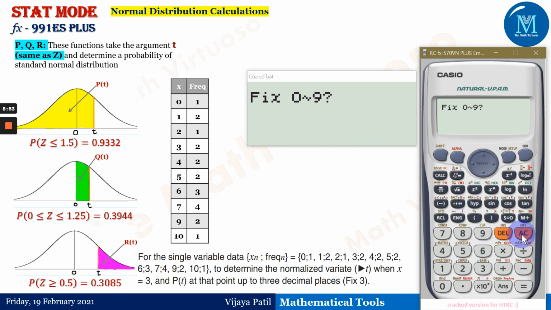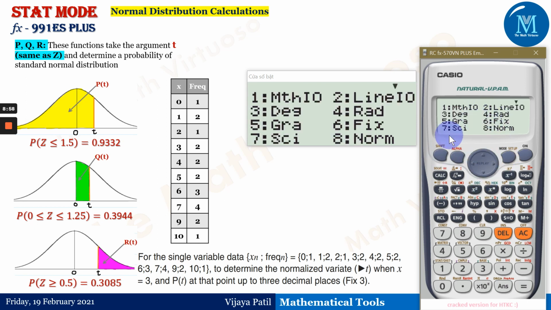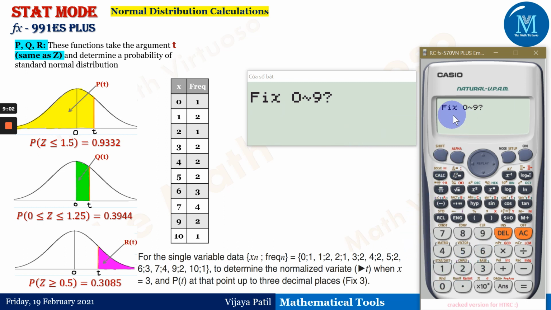Now, let me just shift mode. Here if you observe, the number 6 is for fix. If I press the number 6 here, it is asking what you want, from 0 to 9. That means, do you want fractions? Then it is from 1 to 9. And if you don't want any fraction, directly round off, you can use this 0 button. So in this particular case, if I need the values up to 4 digits, if you observe, 0.1234 has come.